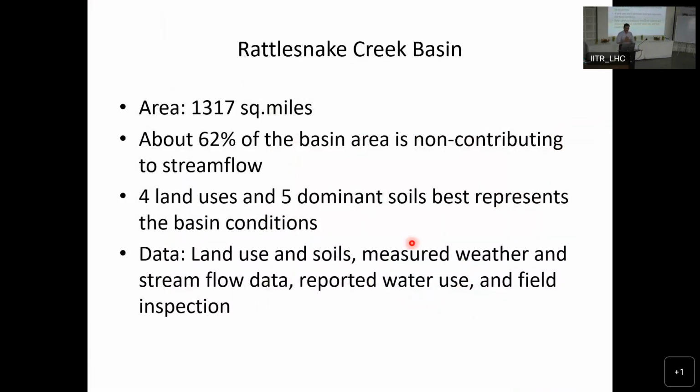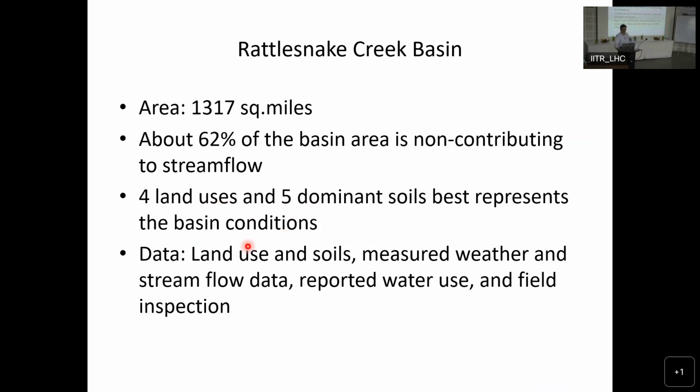Just to give you some more details about the basin itself, it's, like I said, a long, elongated basin. 62% of the basin area is non-contributing to stream flow. What that means is the topography is such that there are many local depressions where, if the rainfall fills them up, that water doesn't actually flow and topographically reach the stream. It just sits there as a non-contributing area, which becomes important when you're trying to do surface water management. Based on classifications and so on, we have 4 land uses and 5 dominant soils present, and those represent the basin conditions fairly well.